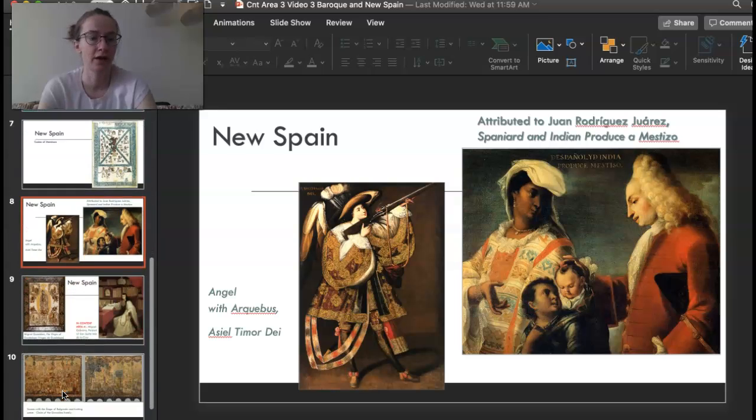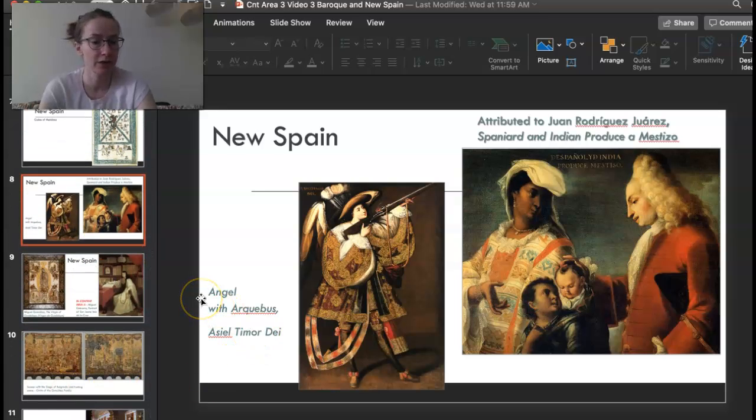All right, moving on. We look at the angel with arquebus. Think about, at this time in Europe, the church is facing some difficulties from lots of different sides, and so starting to think of the church as an army and angels as soldiers. So that's where this concept came from in Europe. It was brought to New Spain in the Spanish colony. And so we see an angel with a gun, very popular, but there are things that make it very different than what we were seeing in Europe.